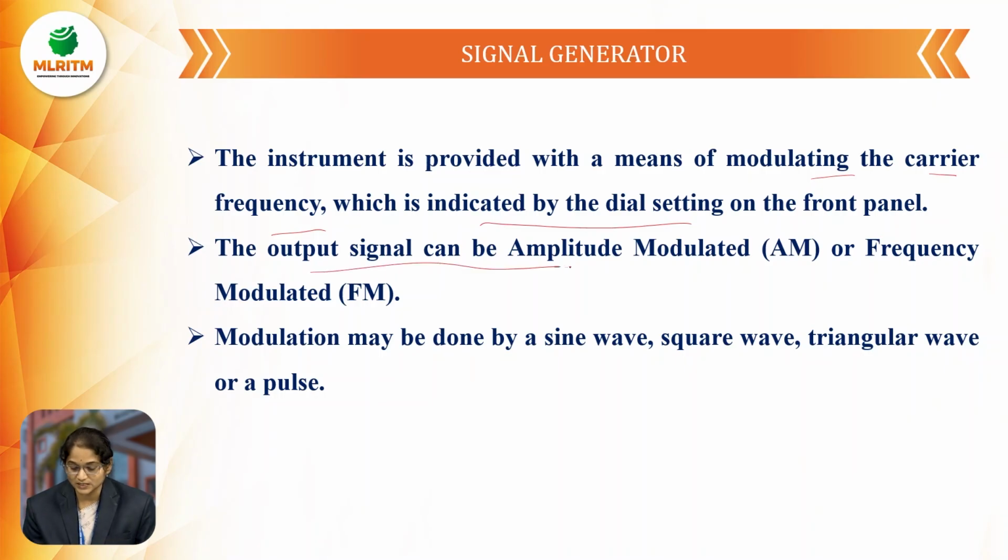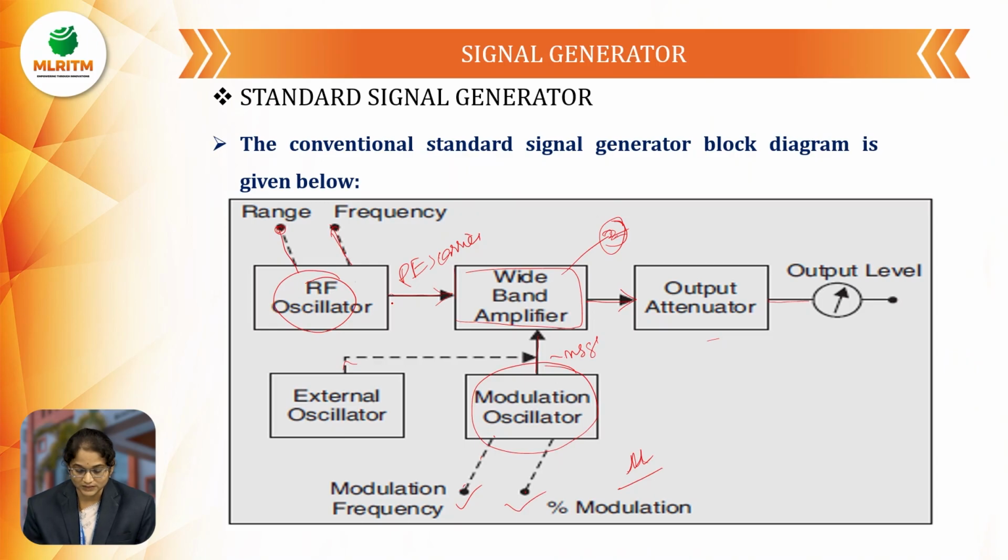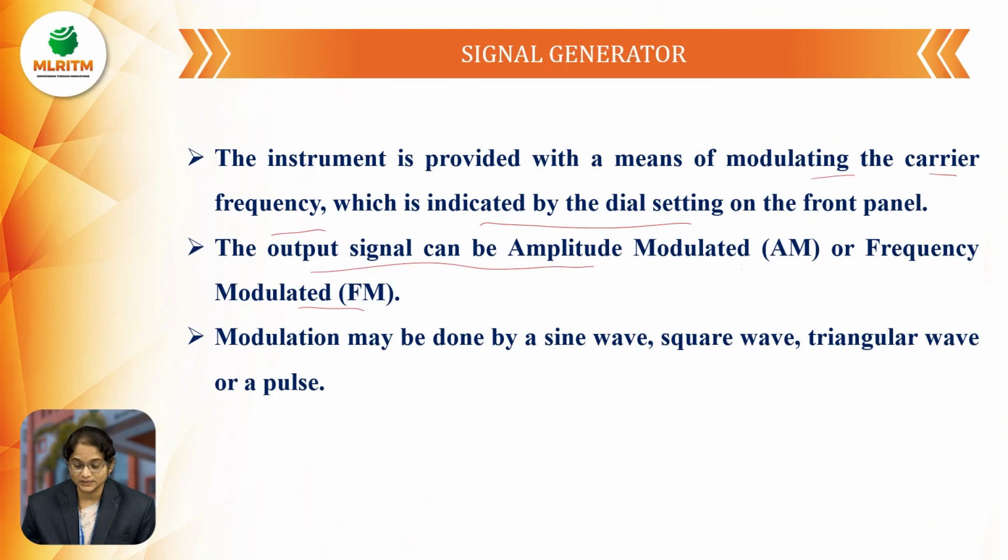The output of the signal, whether from an amplitude modulator or a frequency modulator, is AM or FM, amplitude modulation or frequency modulation. Modulation may be done by sine wave, square wave, triangular wave, or pulse wave.